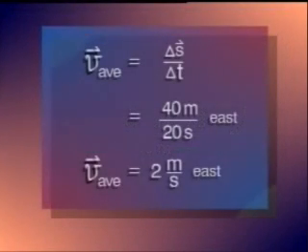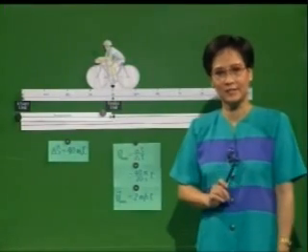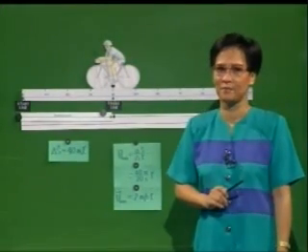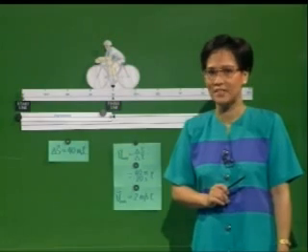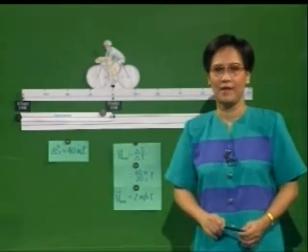The cyclist's average velocity is the ratio of the displacement and the time taken. Okay, so the average velocity is equal to delta S, which is the displacement, over delta T, and that is 40 meters east divided by 20 seconds. Therefore, if you compute that, the average velocity is equal to 2 meters per second east. Now, supposing the starting and the finish lines are the same, what is the cyclist's displacement at the end of his trip? And what is his velocity?